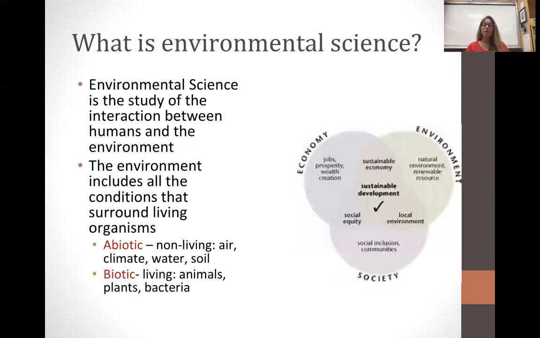So what is environmental science? Environmental science is the study of the interaction between humans and their environment. So everything we talk about this year, we're going to talk about how do humans impact that? How are we adapting the earth to our needs, and how are we adapting to the earth, essentially? The environment includes all of the conditions surrounding an organism. So abiotic, those things that aren't living, like climate and water and soil, and biotic, those things that are living, like the animals and the plants and the bacteria.